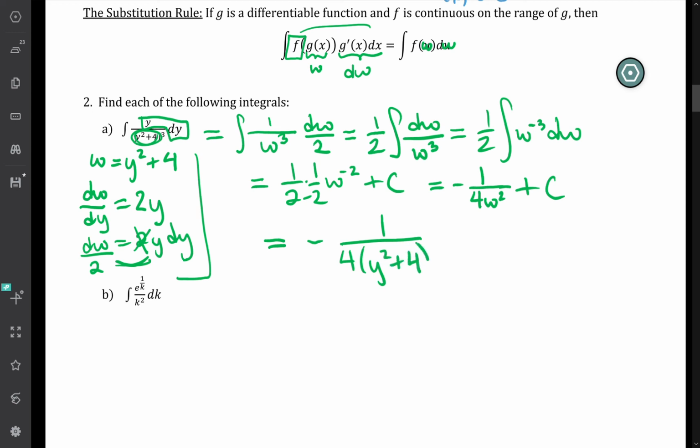We know that w is exactly the same as y squared plus 4, so now that we're all done, let's go ahead and substitute that back in. Now we're done. Now we have found the antiderivative of this function.